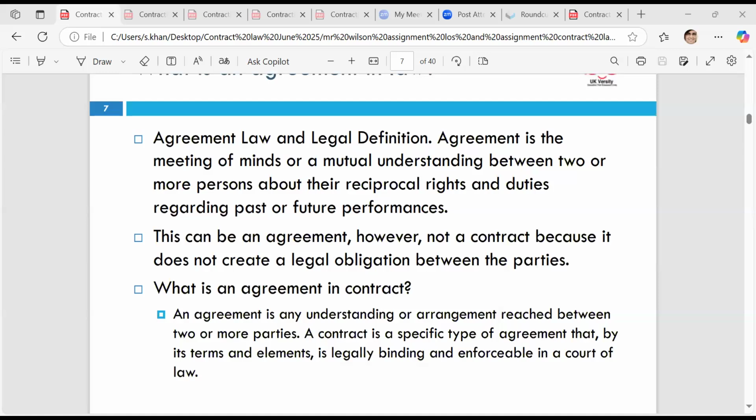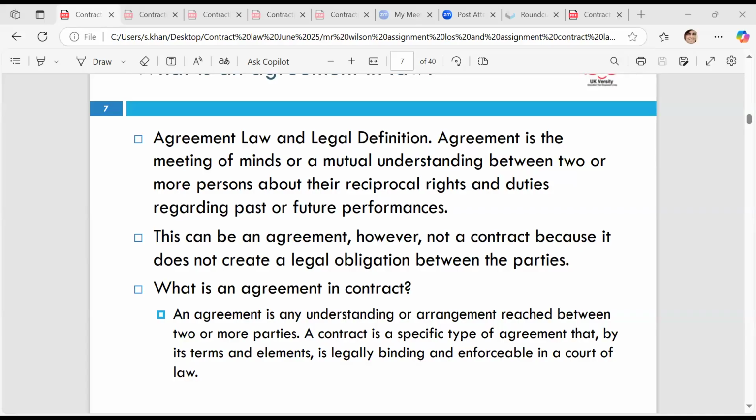So what is an agreement in law? An agreement in law is a meeting of two minds. So it's two people getting together and having a mutual understanding of what they've decided, and what their duties are. So it's like a promise, isn't it? But it's enforceable by law, and they are held liable.